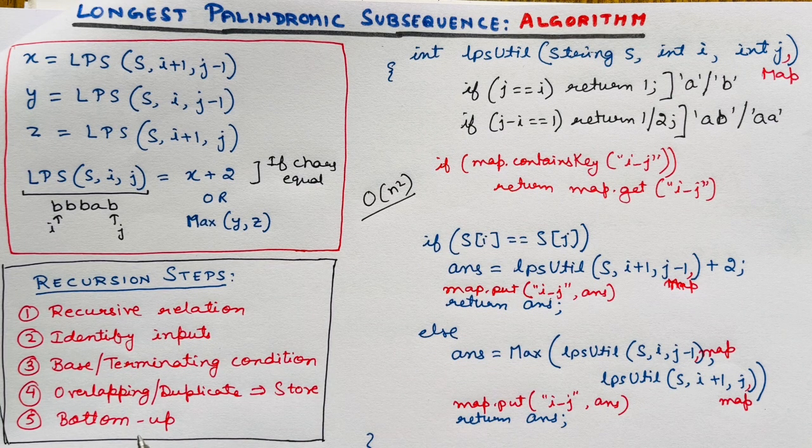The next step is to think of the bottom-up. But why do we need to think of the bottom-up approach? What is the problem here in the top-down dynamic programming approach?